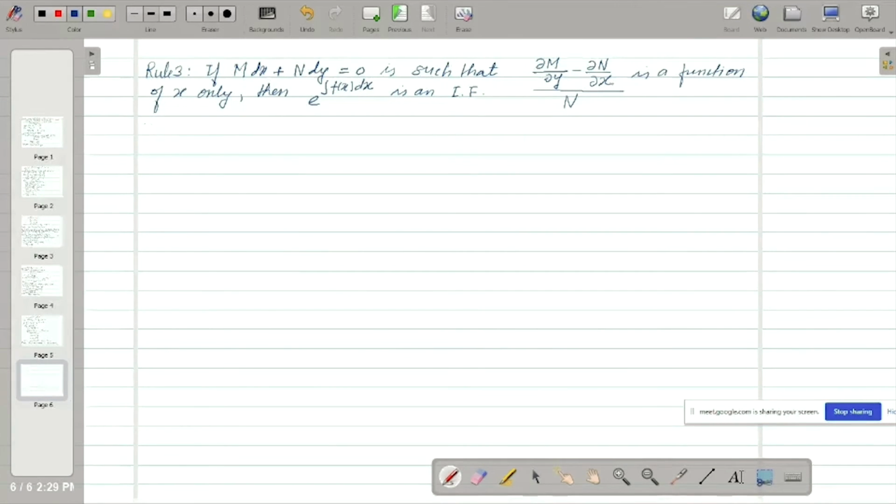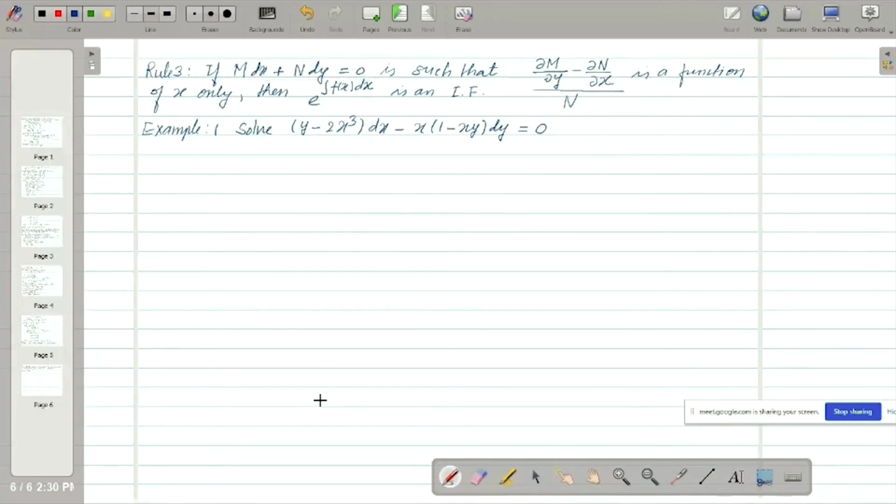So let us see an example. Example number 1. Solve the differential equation. The problem is very simple. Solve the differential equation (y minus 2x cube) dx minus x(1 minus xy) dy equal to 0.